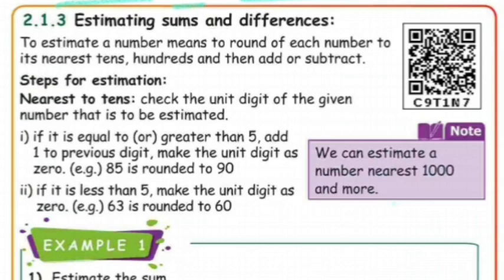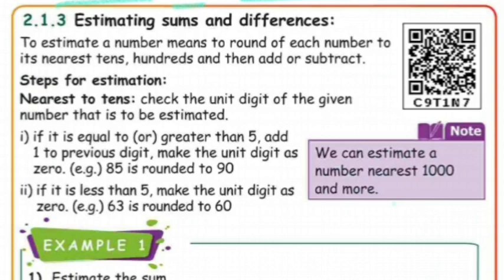Do you know, children, the answer we get when we add two numbers in addition is known as sums, and when we subtract two numbers, when we do the subtraction sum, the answer we get is known as difference. So now we are going to learn how to estimate these two sums, addition and subtraction.